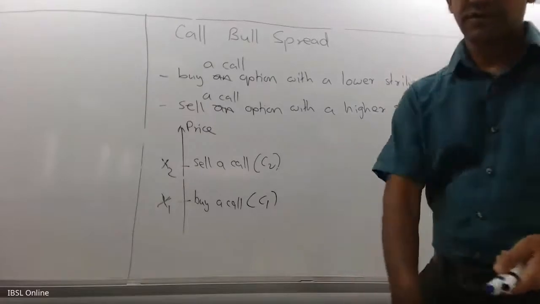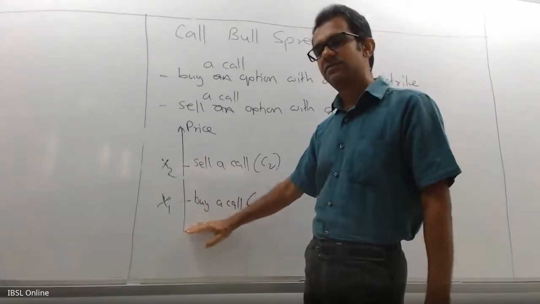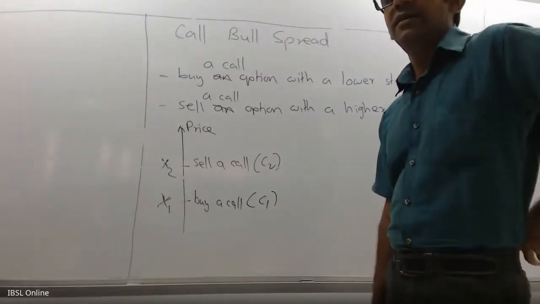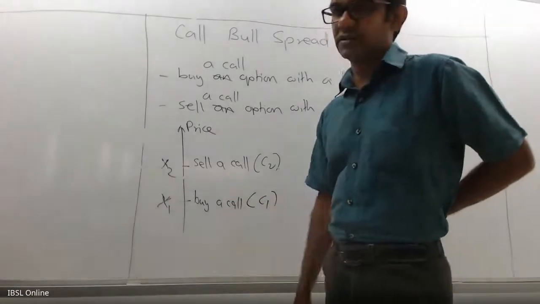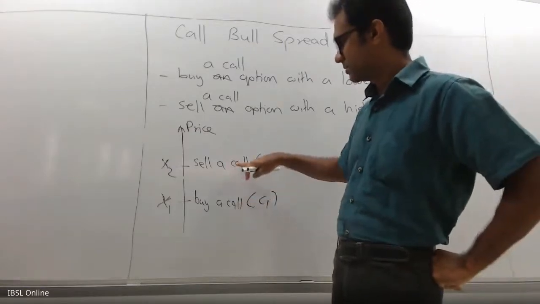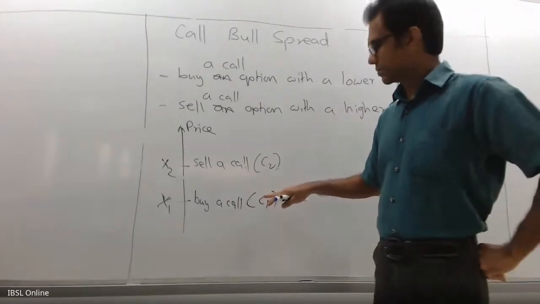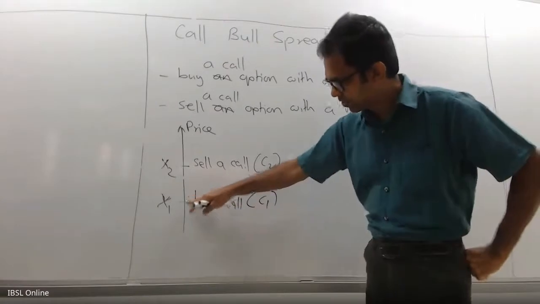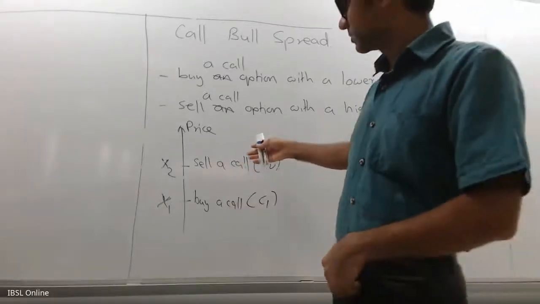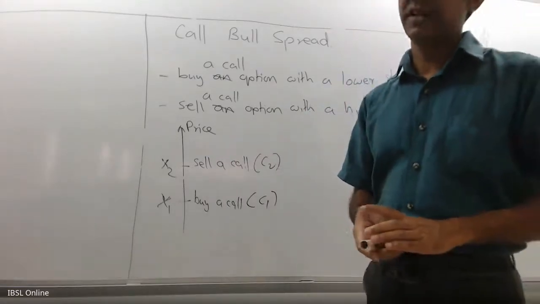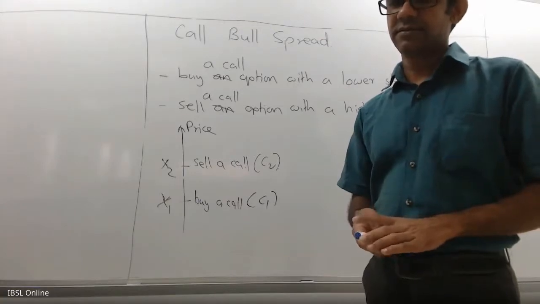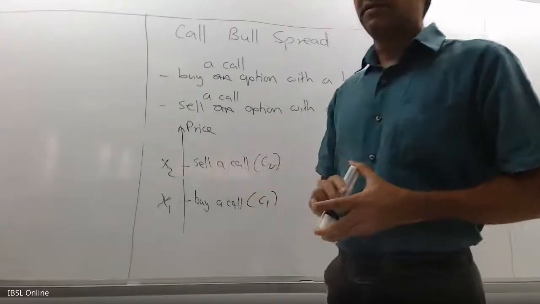Okay. Now, what would happen on the expiry date if the price remains below X1? You have bought a call option and sold a call option. The strike of the call option that you bought is low. The price remains below X1. Will you exercise your right? No. Will the buyer of the other call option exercise his or her right?